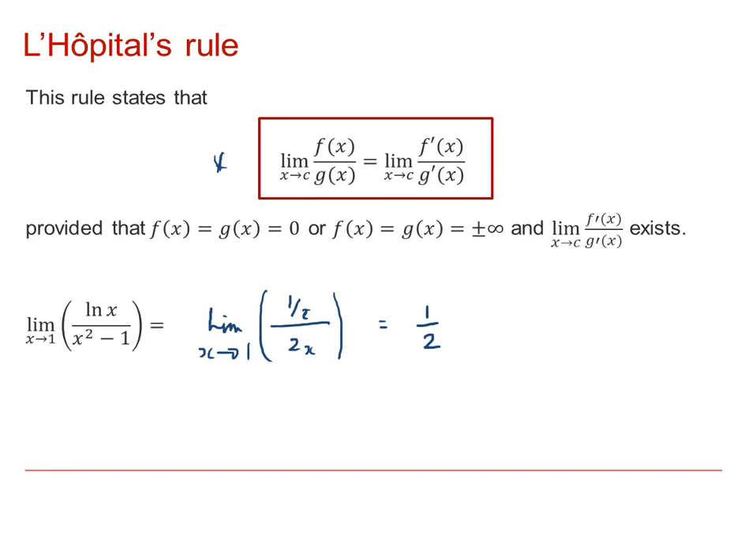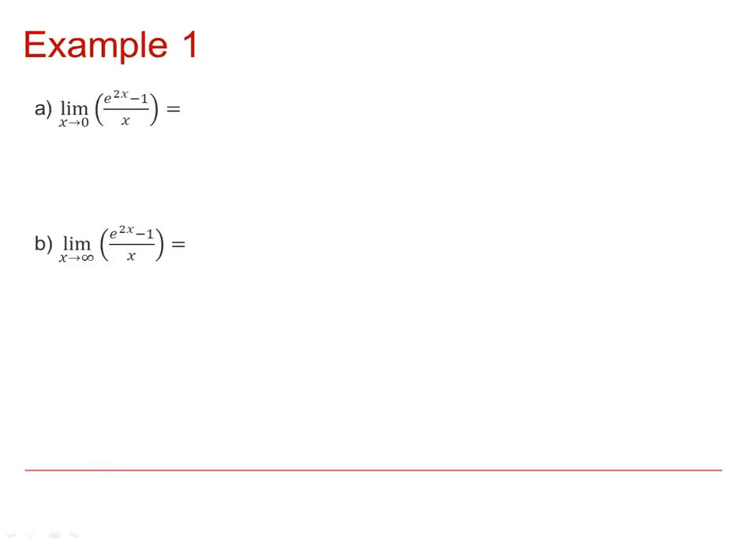Now we just need to check, make sure that we can actually apply L'Hopital's rule. We should have done this previously perhaps, and we can see that log of 1 and x squared minus 1, so 1 squared minus 1, is equal to 0 over 0. So we're okay, they both are approaching 0 or equal to 0.